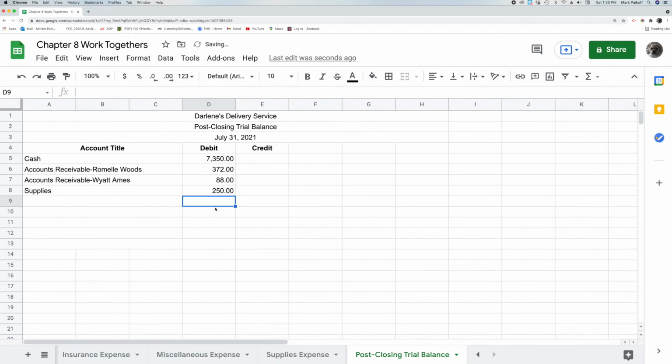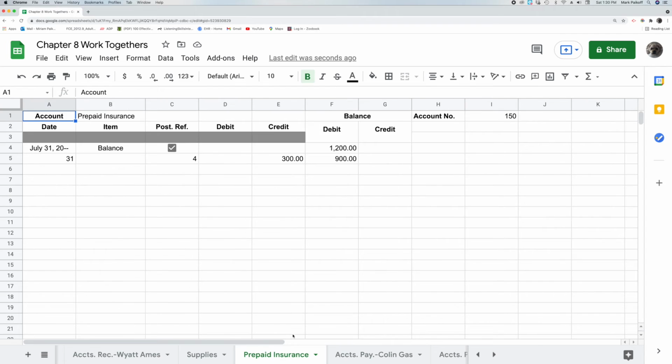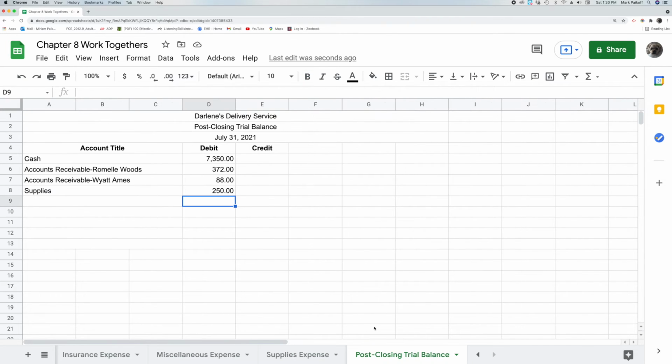The next account is going to be prepaid insurance. So if we come over to the prepaid insurance ledger, we're going to use the updated account balance, which is $900. And if we come back over to the post-closing trial balance, we're going to put in prepaid insurance for the account title, and then we're going to record the amount in the debit column.